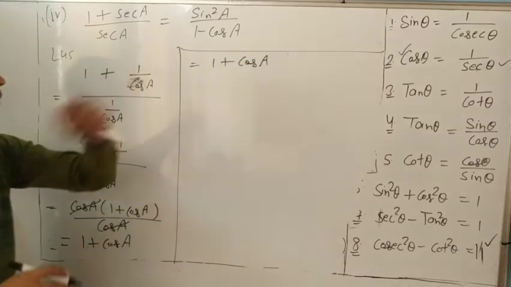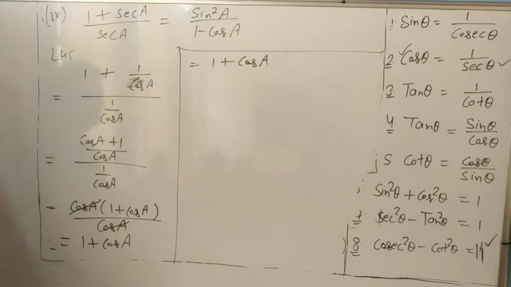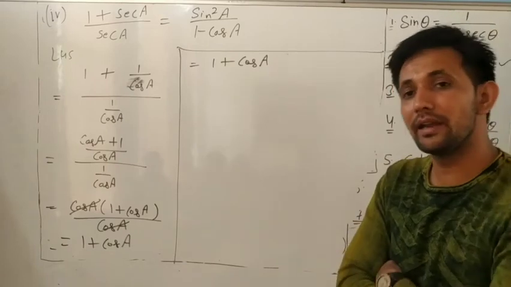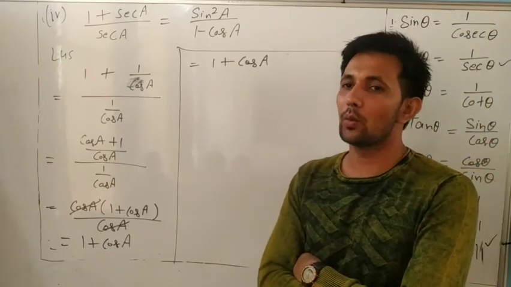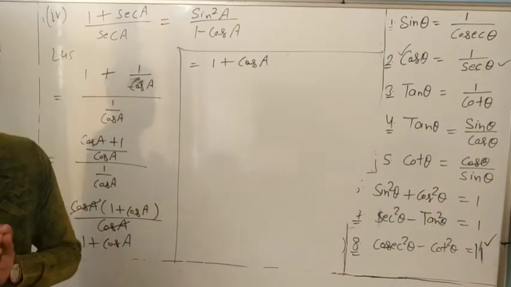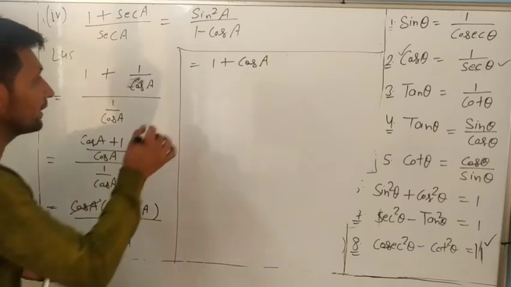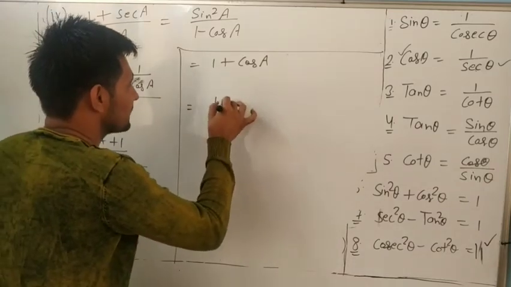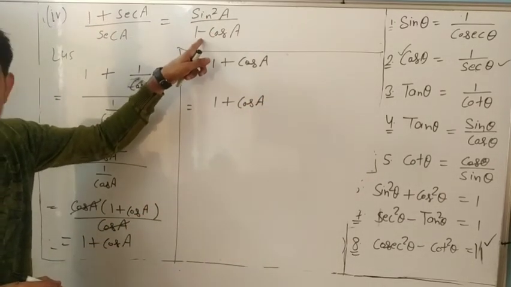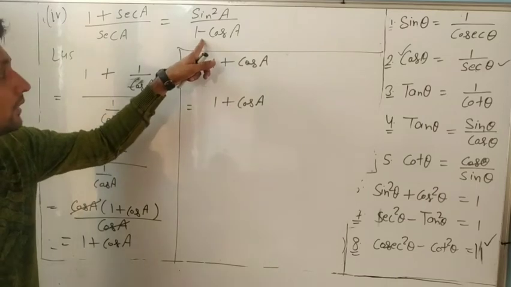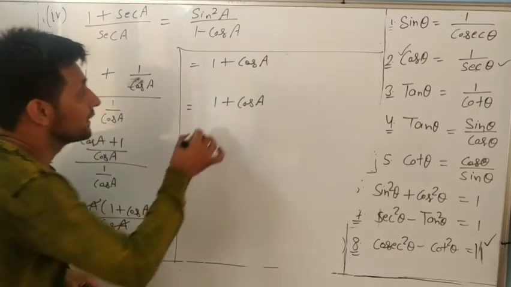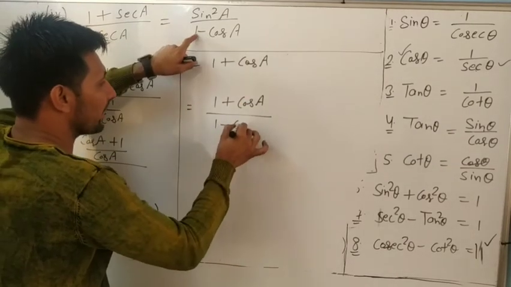Now what will you do? We have already found 1 plus cos a, but we want to prove that sin square a divided by 1 minus cos a. Okay, dear. So what will we do? Here are two methods. Here also you can do it. Always focus on the right hand side. Here it is 1 plus cos a, but in the right hand side denominator we need 1 minus cos a, but here it is 1 plus cos a. Yes, we need 1 minus cos a.